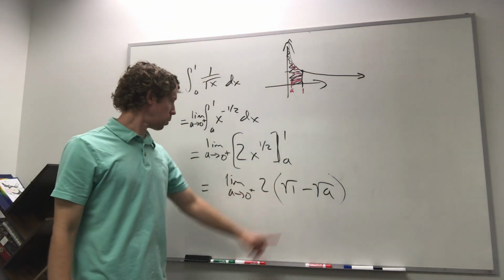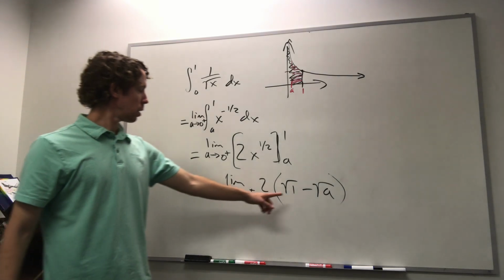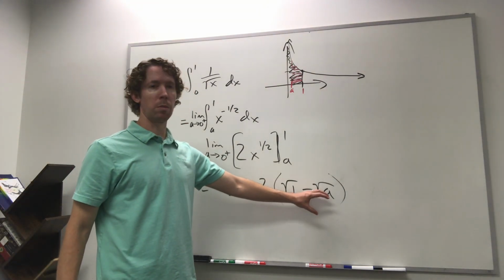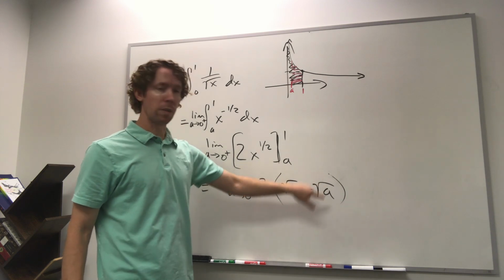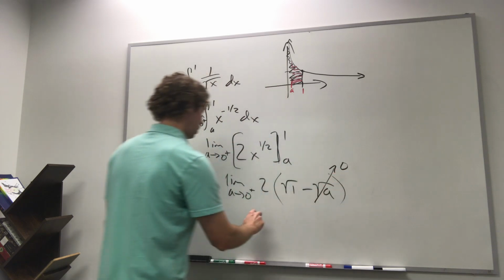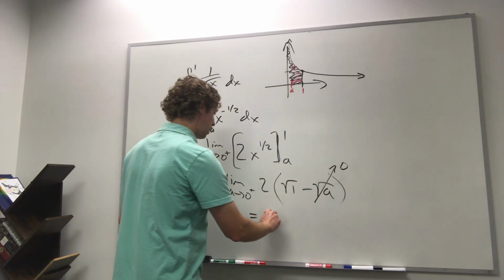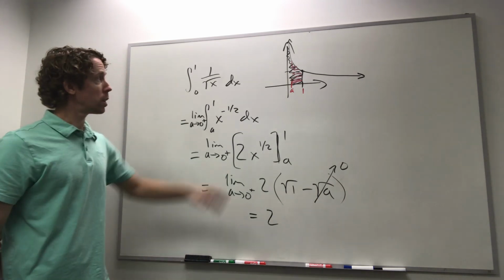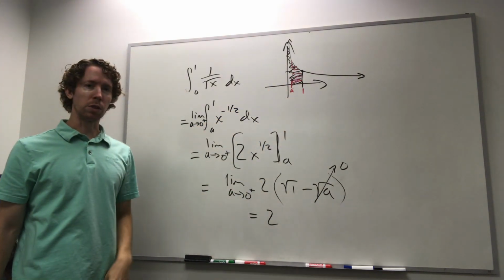The square root of 1 is 1. As a goes to 0 from the right, this is the square root of numbers that are shrinking down to 0, so that whole value is shrinking down to 0. So what I'm getting is 2 times 1. So we would say that this area is finite and it's equal to 2.